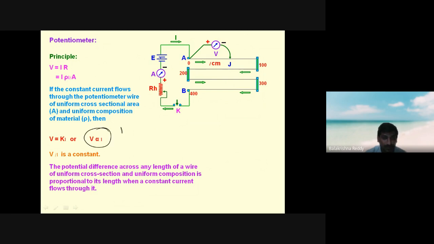Okay, the current is constant, and uniform composition in the sense the total area of cross-section must be constant, the same for the entire wire. So then this is applicable. Let us see, this is a potentiometer primary circuit we have seen. This is a graph between V and L. So the blue line gives us a gradient, the potential gradient we just discussed.